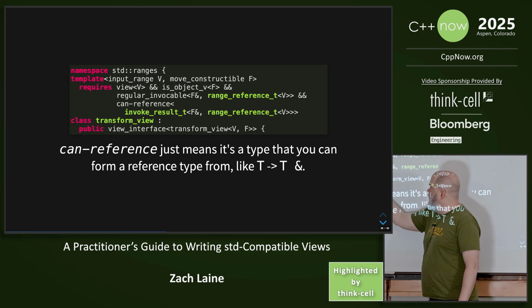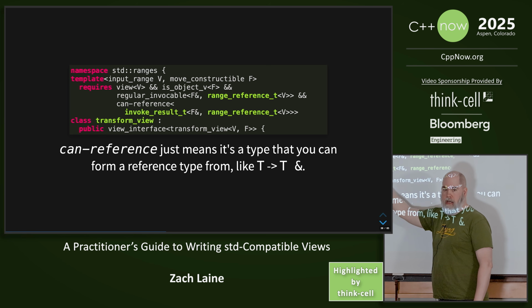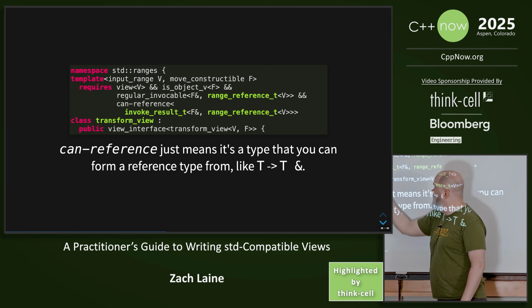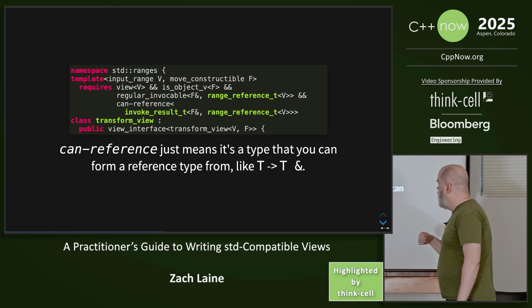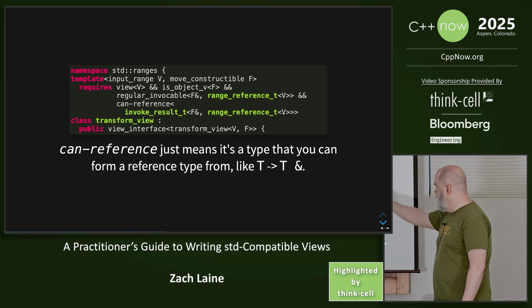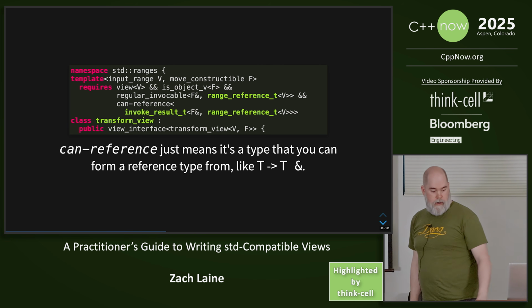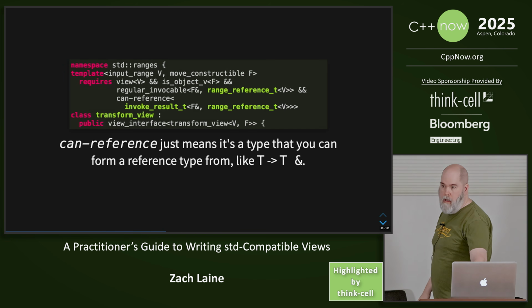So this is, sorry, not italicized, but this is an exposition-only concept, so it should look like this. It's not actually can-minus-reference or something. And all can reference says is that I can take a reference to it, which doesn't work for void, and probably some other edge case.